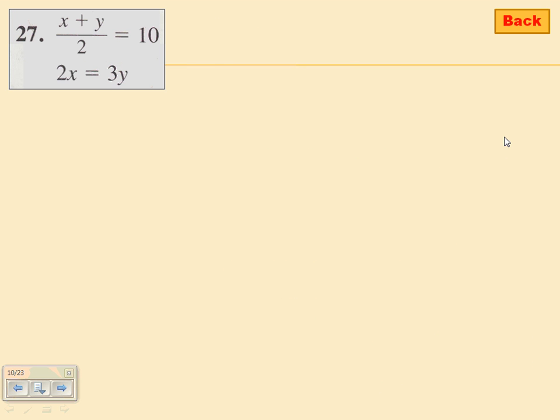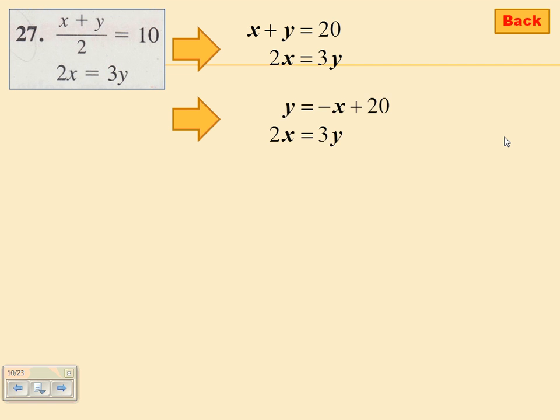For number 27, what I try to do is I multiplied 2 to get rid of the fraction to everything in the top. So I get x plus y equals 20. I will then try to get a variable by itself. I got y by itself by subtracting x from both sides.